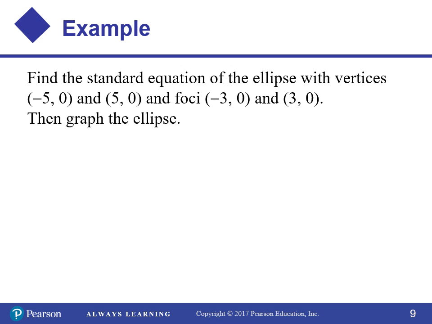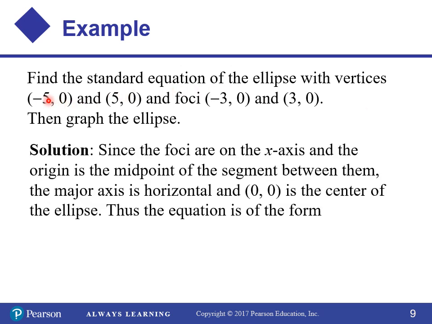So in this example, it says find the standard equation of the ellipse with vertices at -5, 0, and 5, 0, and foci -3, 0, and 3, 0. And then it wants you to graph the ellipse. Because our 5 is greater here, and we have foci like this, that tells us that the major axis is horizontal, and it's centered around 0, 0. So that is our center for our ellipse.